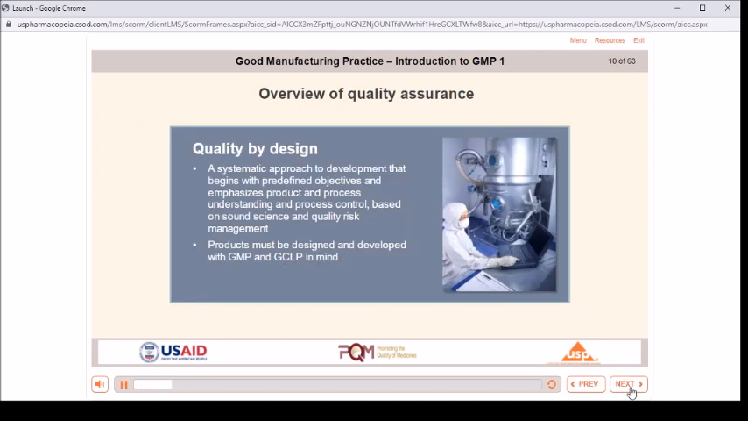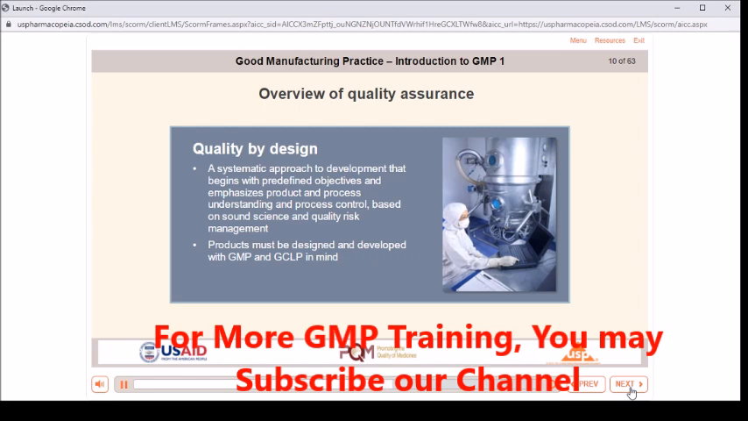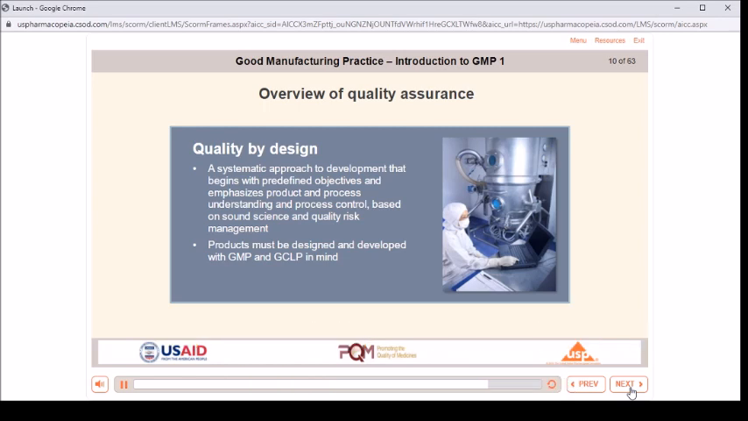Overview of quality assurance. Quality by design. A systematic approach to development that begins with predefined objectives and emphasizes product and process understanding and process control based on sound science and quality risk management. Products must be designed and developed with GMP and GCLP in mind.